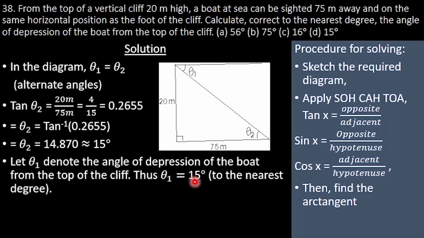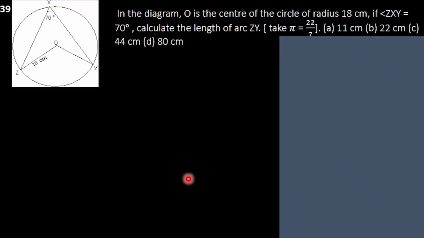Question 39. In the diagram, O is the center of the circle of radius 18 cm. If angle ZXY is equal to 70 degrees, calculate the length of arc ZY. Take pi to be 22 over 7.